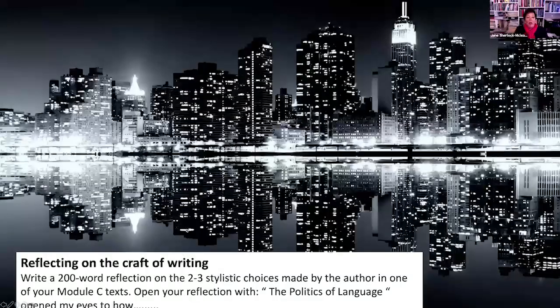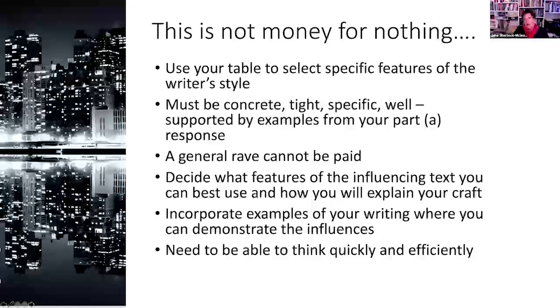So you could write a 200-word reflection on, say, just 2 or 3 stylistic choices that were made by, say, George Orwell in Politics of Language, or one of the speeches, or any one of those texts, in Crouch End, in Pedestrian, in The Dreamers, in Home. Just choose 2 or 3 stylistic choices and write a reflection about how they've been used and how you could possibly use them yourself.